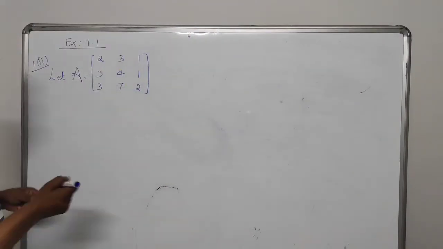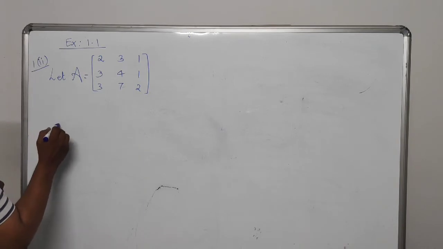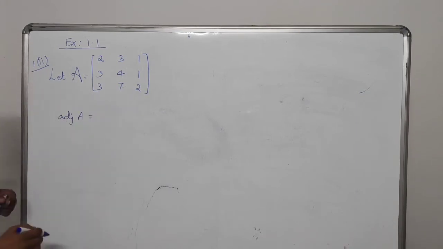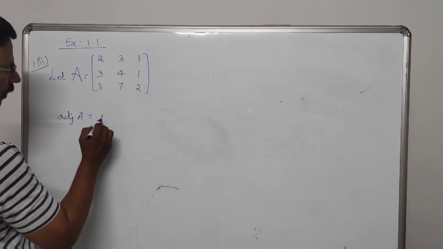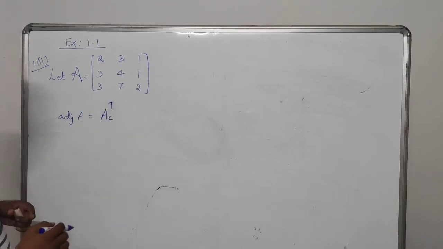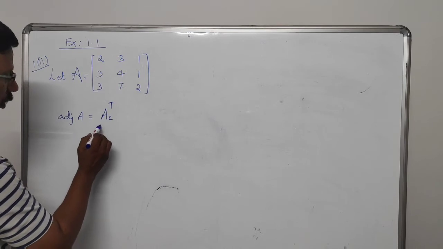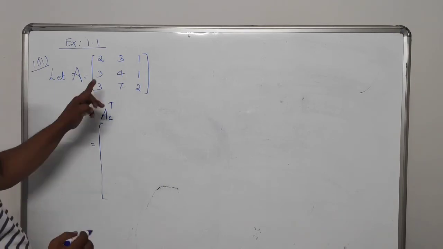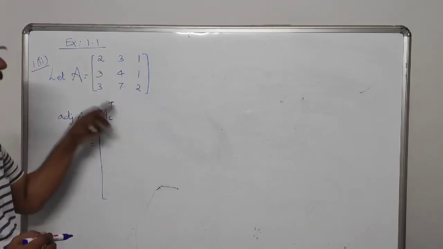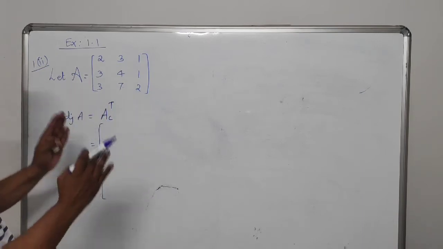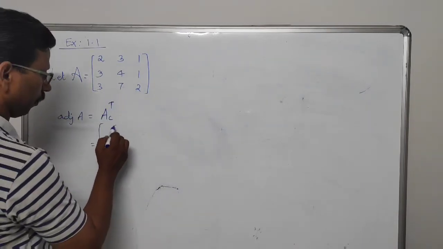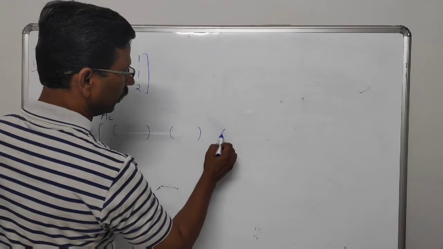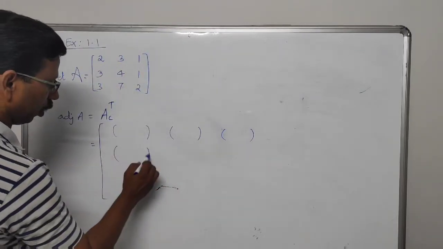The same method we are going to simplify. That is, the adjoint of this matrix A is equal to the transpose of the cofactor matrix, that is AC transpose, as we know very well. Now to find this transpose, first we find the adjoint. Since it is a 3 by 3 matrix, we can put a long bracket because we have to find the values of the minors of all these 9 elements. For that we put 9 brackets: this is for the first minor, this is for the second minor, and this is for the third minor. Likewise we have to write for the 3 rows.